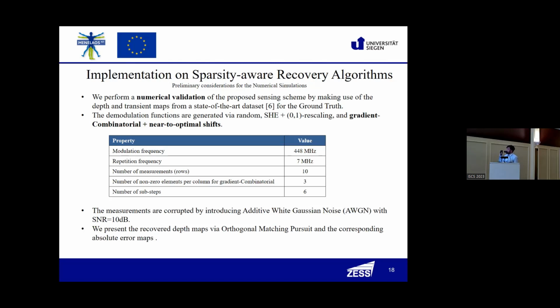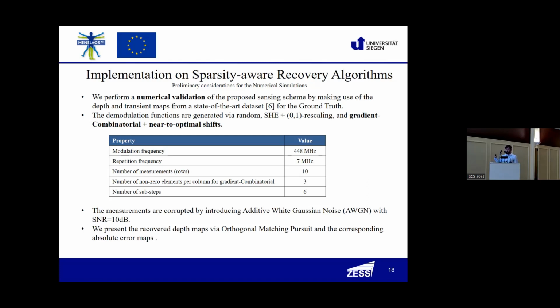I am going to present the results for random, for Hadamard derived, and for gradient combinatorial plus near-to-optimal shift. I use the input parameters of the prototype camera that we are developing: a modulation frequency of approximately 450 megahertz, and a repetition frequency at which each binary code repeats of 7 megahertz. This leads to a maximum range of 21 meters with a resolution of 5 centimeters. Then I took 10 measurements, 10 rows in the sensing matrices, and 3 non-zero elements per column. Finally, I obtain a super resolution factor in the time domain of 6.